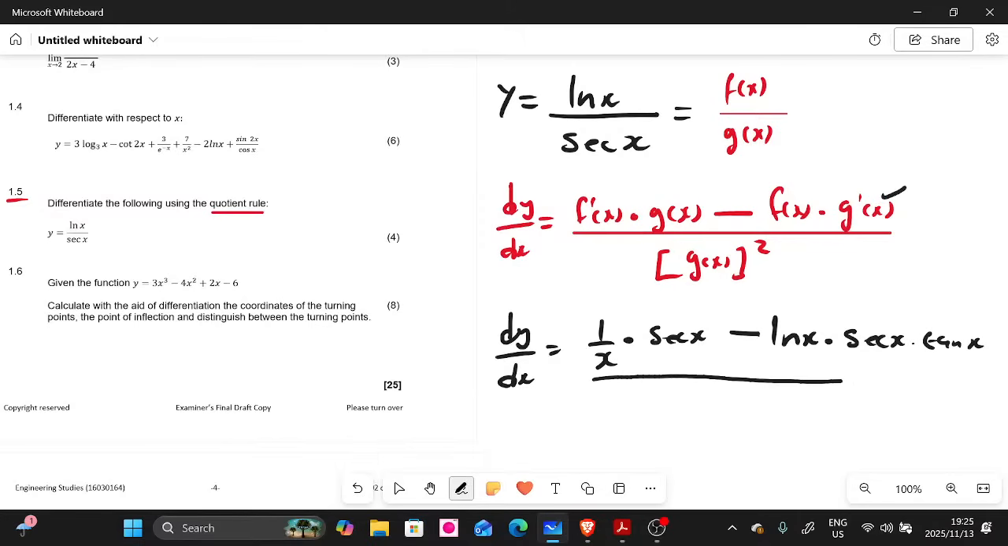All this is divided by, now look at this, the formula says g of x squared. So g of x, which is our sec x, then you square it. That's it, people. Don't simplify it further. Usually this is what we want. Leave it like this, unless they say simplify, but usually we just want to see if you are able to use this equation here, and whether you can see that this is a quotient rule.